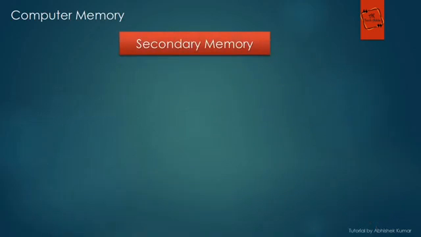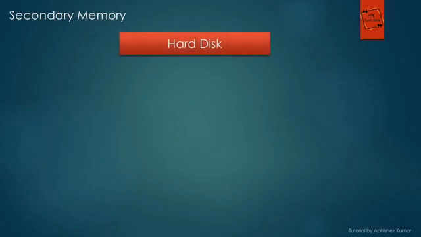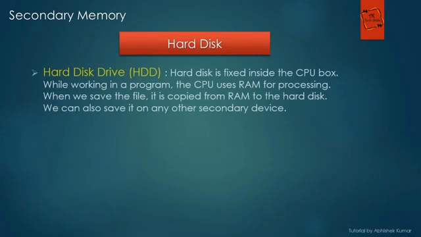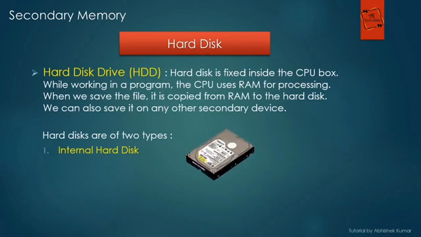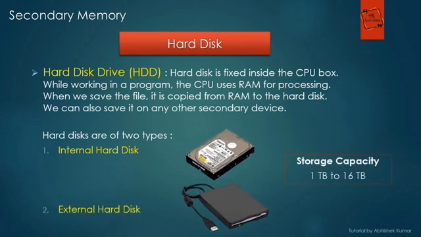Now we'll talk about all the secondary devices. Secondary device stores the information permanently. So when you save your data using save option, it gets saved in some secondary device. So our first device is a hard disk drive. In short, we simply call it hard disk or HDD. This hard disk is fixed inside the CPU box. So while working in a program, the CPU uses RAM for processing. And when we save the file, it is copied from RAM to the hard disk. And we can save it on any other secondary device.